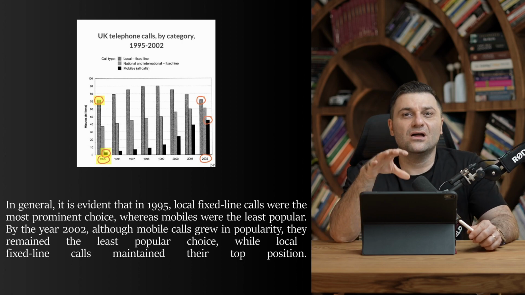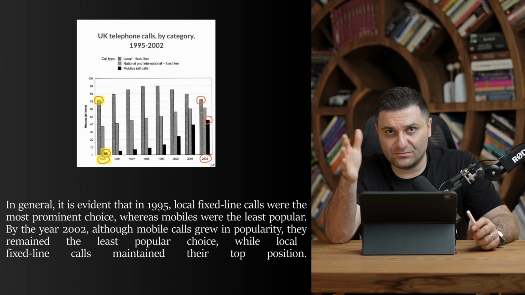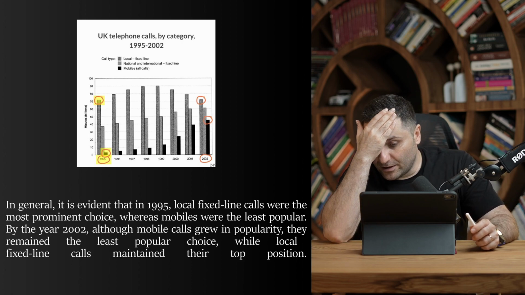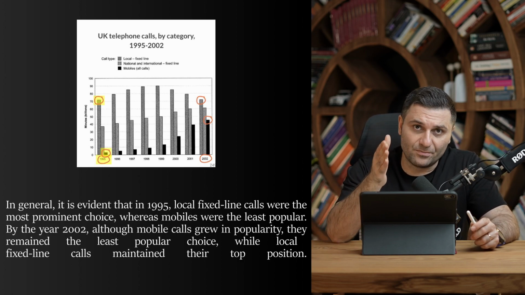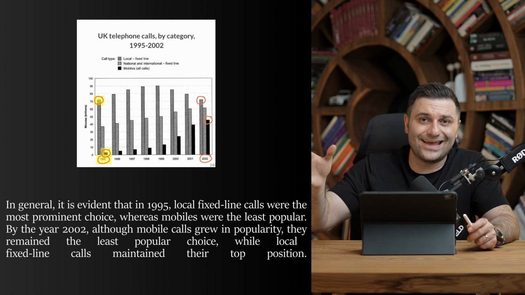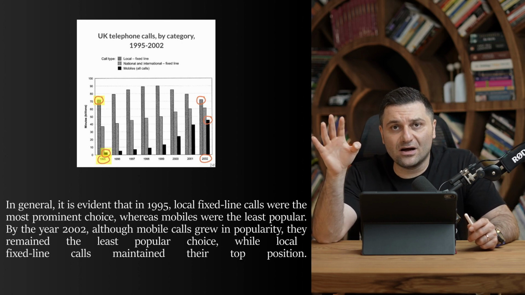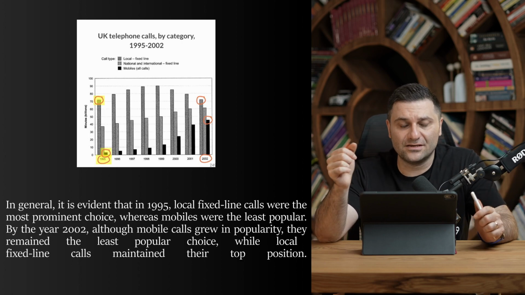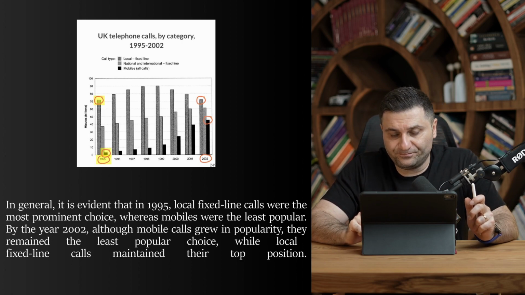So again, we have a phrase, to maintain the top position, that you can write about trend graphs. If in the beginning something is the highest and at the end of the period the same item is the highest, you can say that it maintained its top or their top position.